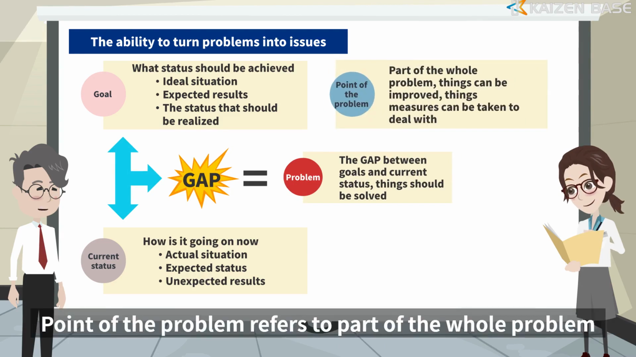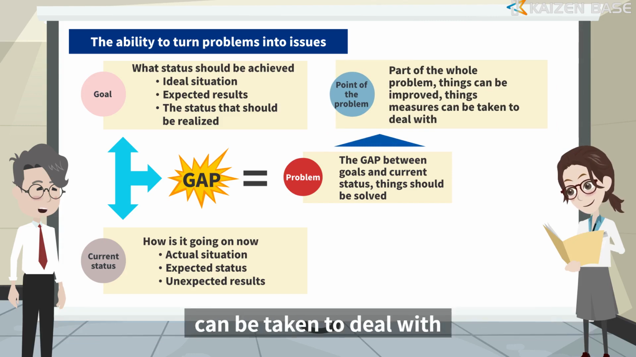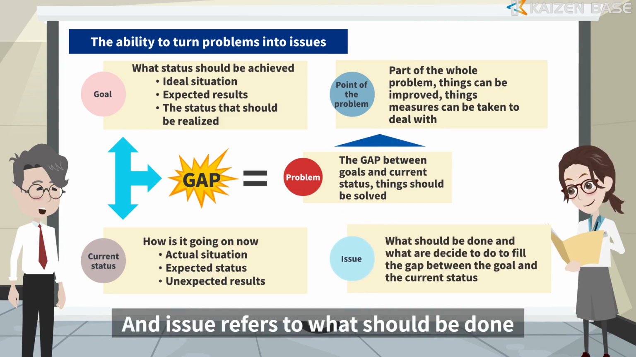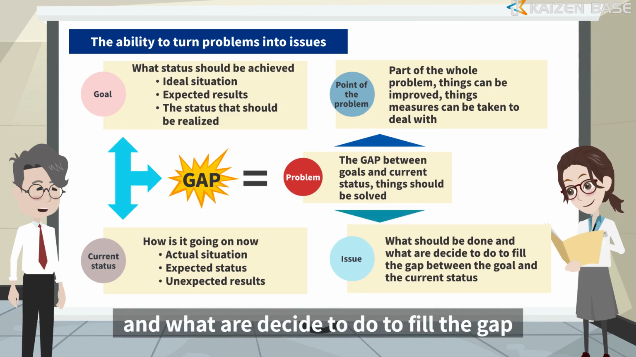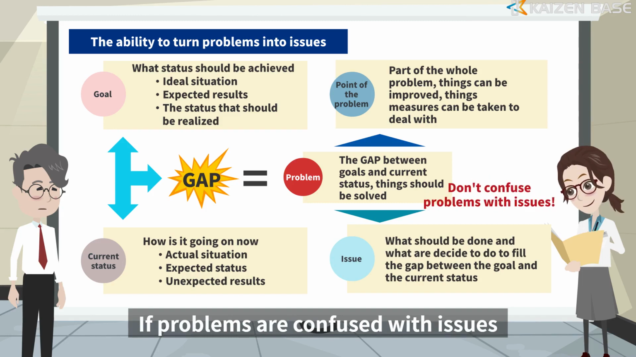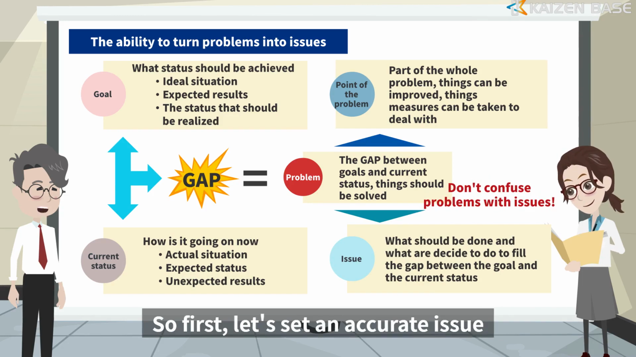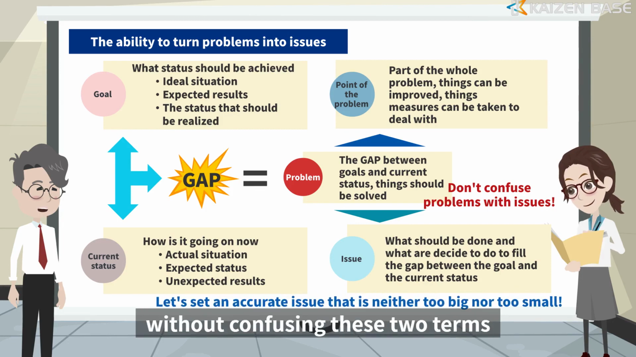Point of the problem refers to part of the whole problem, things can be improved and measures can be taken to deal with. An issue refers to what should be done and what are decided to do to fill the gap between the goal and the current status. If problems are confused with issues, improvements may go off track. So first, let's set an accurate issue that is neither too big nor too small without confusing these two terms.